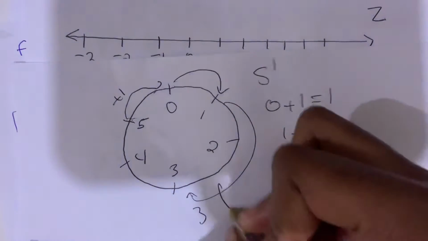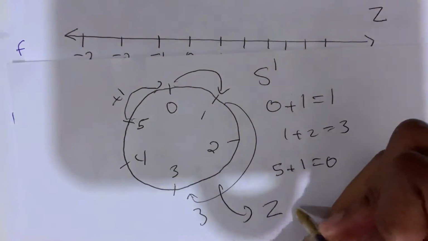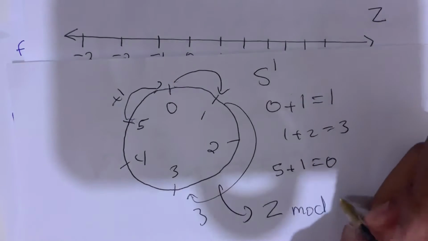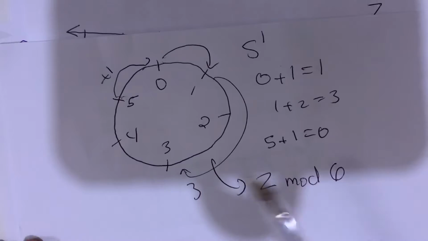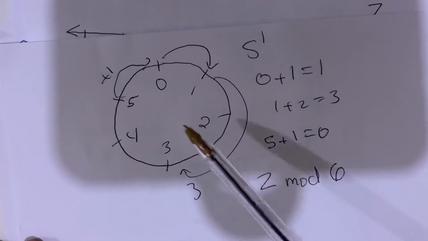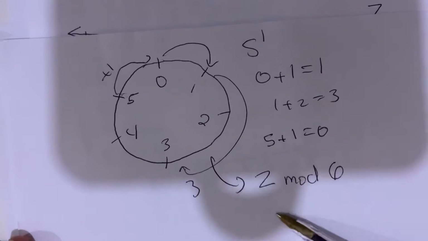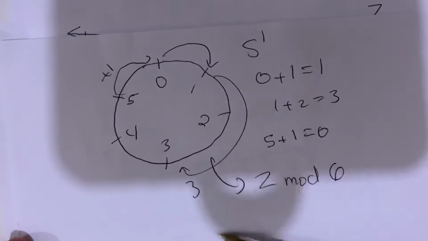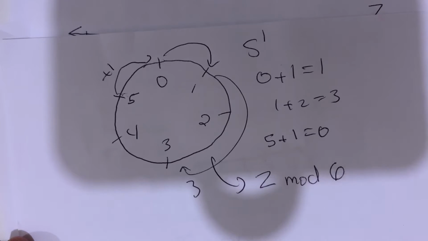So this clock is actually called the integers Z mod 6, I believe. Yeah, mod 6. It's called mod 6 because it has 6 elements: 1, 2, 3, 4, 5, 6. And it uses integers, right? So this clock system is called the integers mod 6.